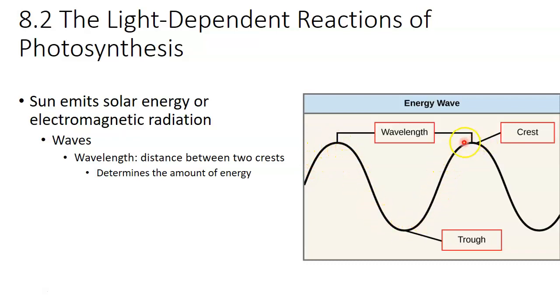The top of a wave is called the crest, and the bottom of the wave is called the trough, and the distance between two consecutive crests is called the wavelength. Okay, and the wavelength tells us how much energy is possessed. The shorter the wavelength, the higher the energy. The more spread out those two crests are, so the longer the wavelength, the lower the energy.